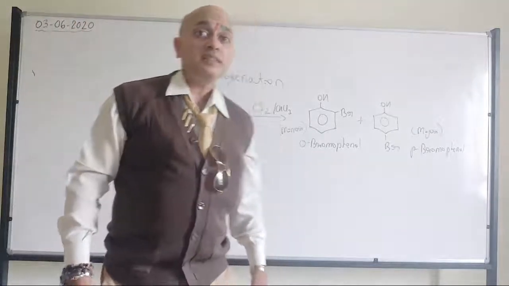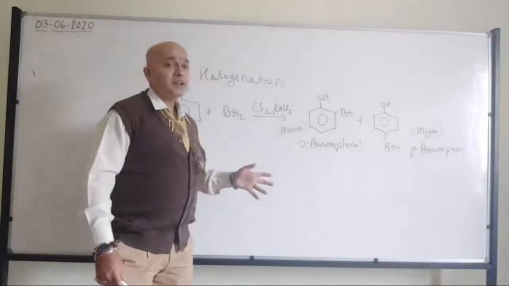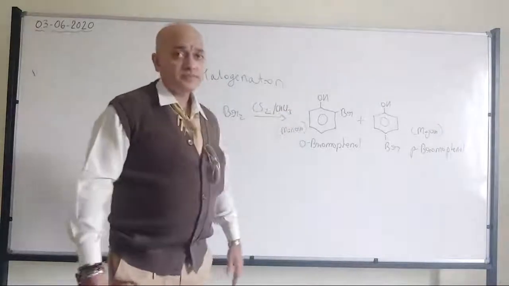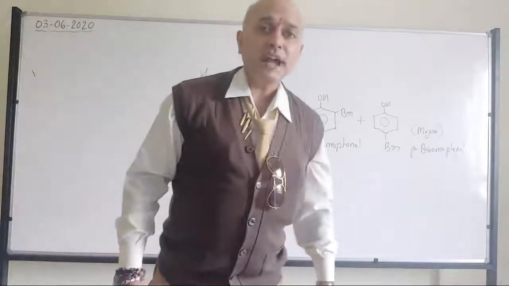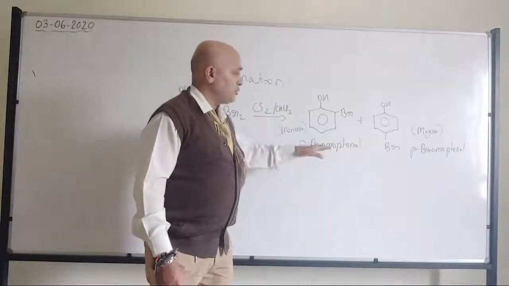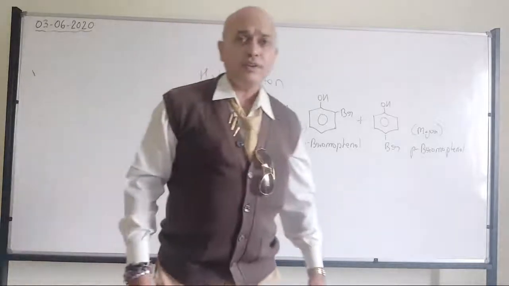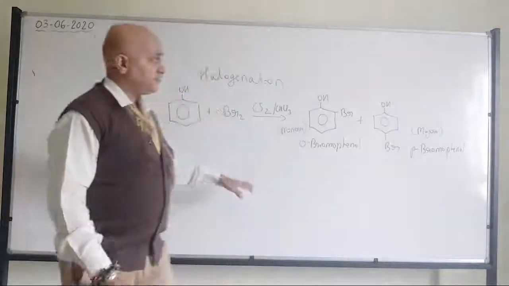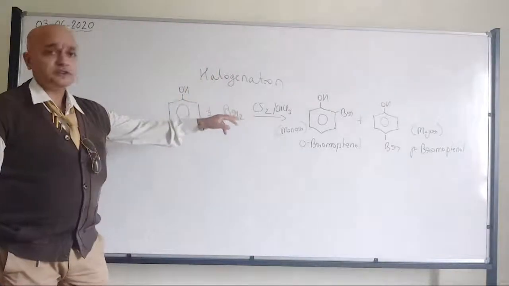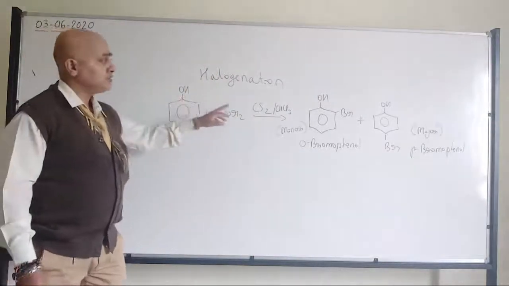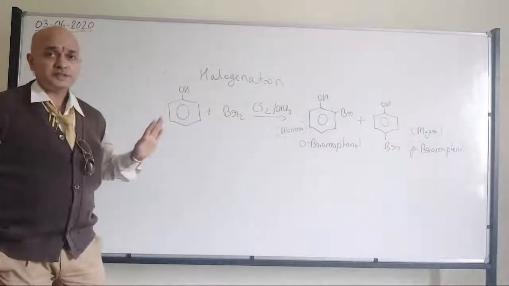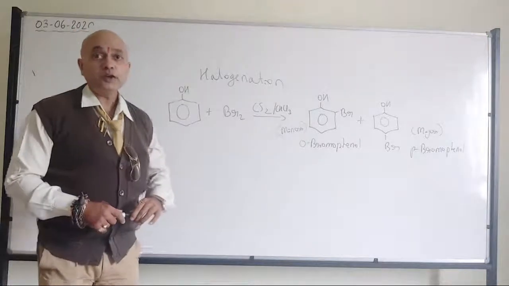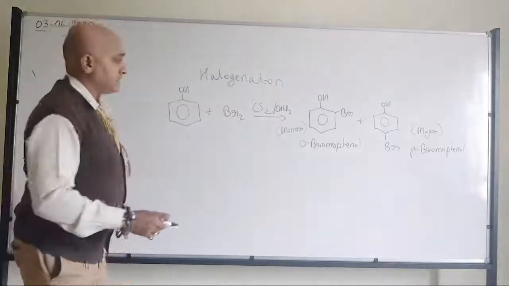And please remember, there is no question of intra or intermolecular hydrogen bond because there is no oxygen, it is bromine. So we have the molecules orthobromophenol and parabromophenol. Naturally they differ in their physical properties. So that's where we have the mono-halogen substituted product, which is obtained when bromine is taken in a non-polar organic solvent.